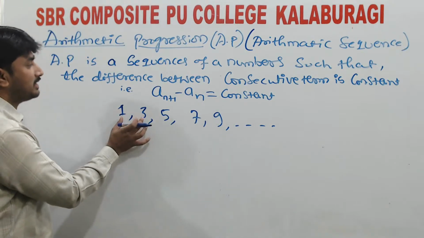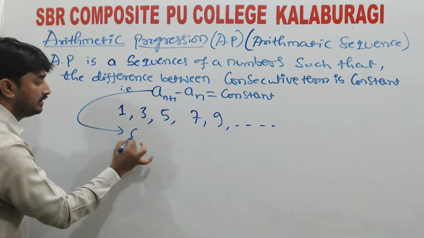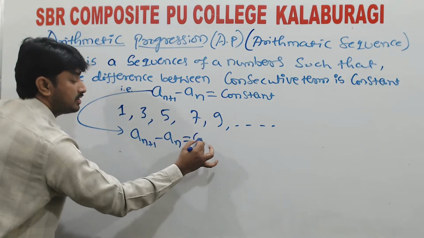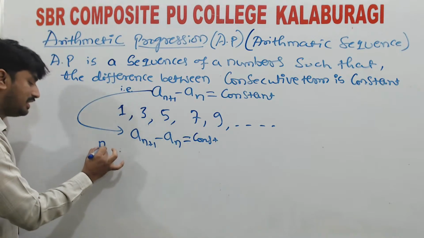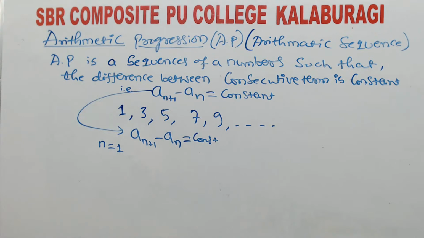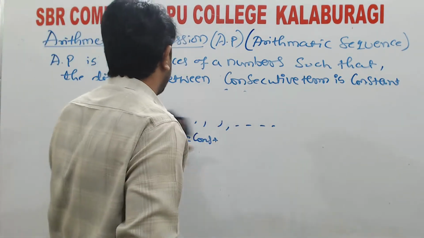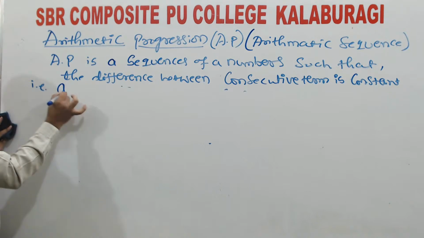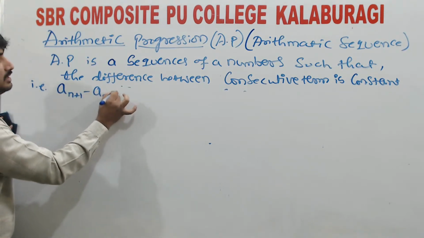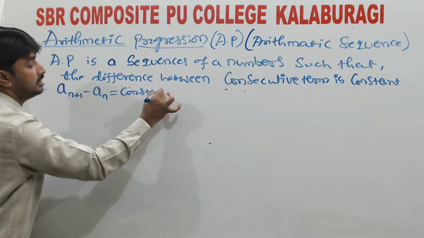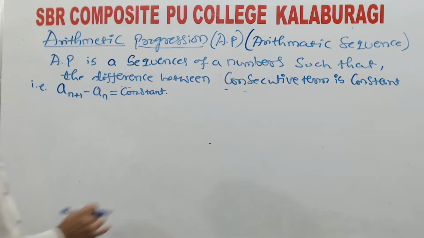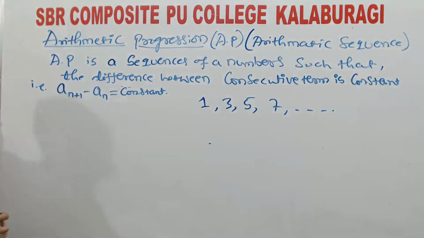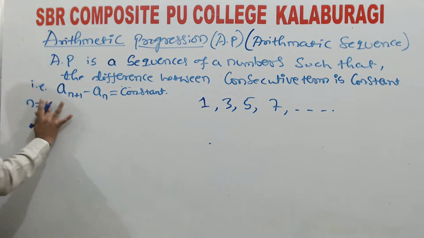Here, I will take the given condition. a(n+1) minus an is equal to constant. I will take it here as it is. Put n equal to 1 here. Otherwise, I will write here the condition, that is, the condition is a(n+1) minus an is always equal to constant. I am taking one example: 1, 3, 5, 7, and so on. Here I am taking n equal to, suppose, 1.